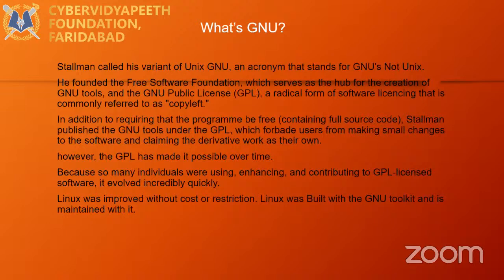Stallman, as you might know, had his own variant of Unix, GNU, an acronym for GNU's Not Unix, which is a recursive acronym. He founded the Free Software Foundation, which serves as a hub for creation of GNU tools, and the GNU Public License, GPL, a radical form of software licensing that is commonly referred to as copyleft. In addition to requiring that programs be free and contain full source code, Stallman published the GNU tools under GPL, which forbade users from making small changes to the software and claiming the derivative work as their own.